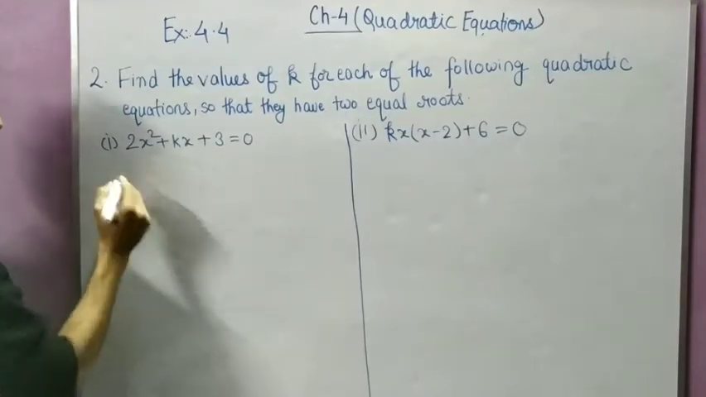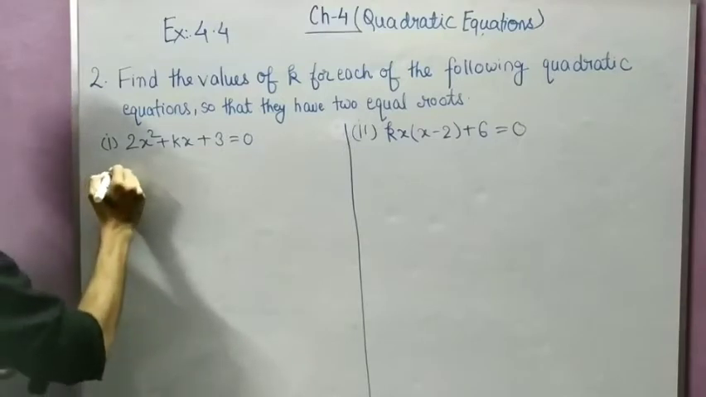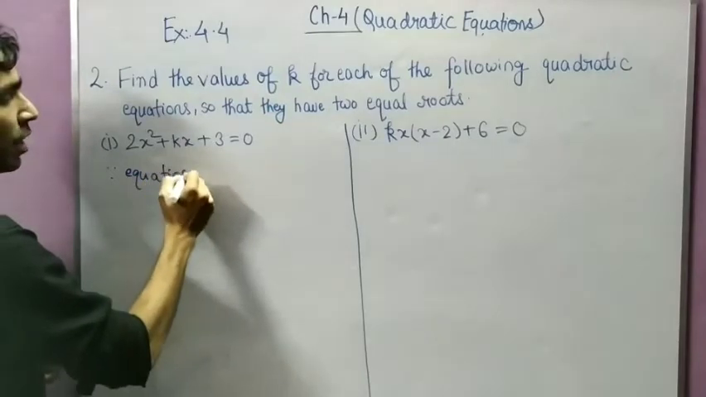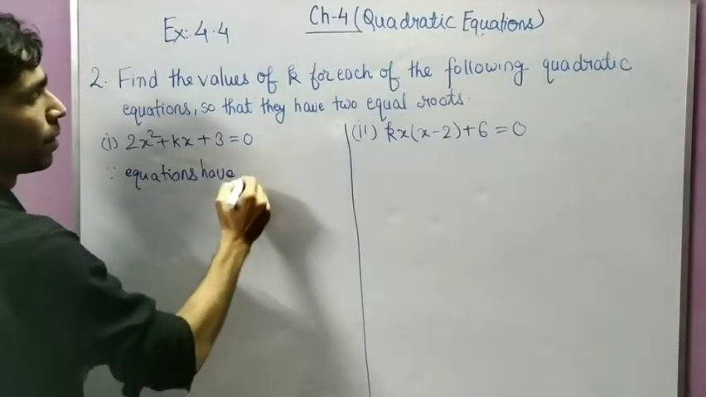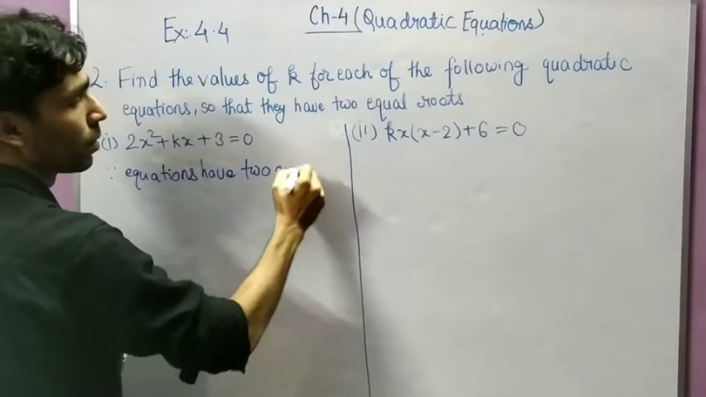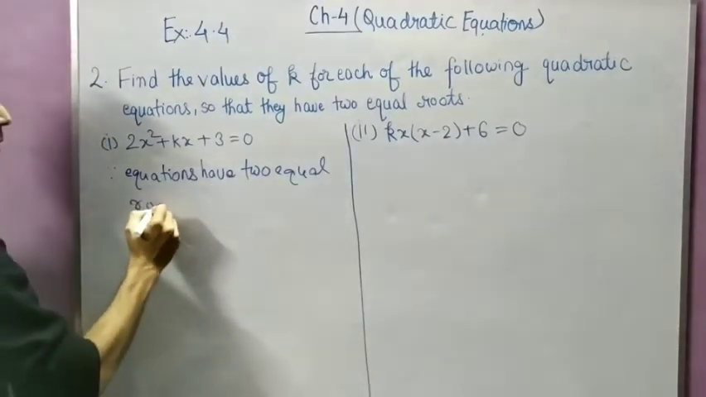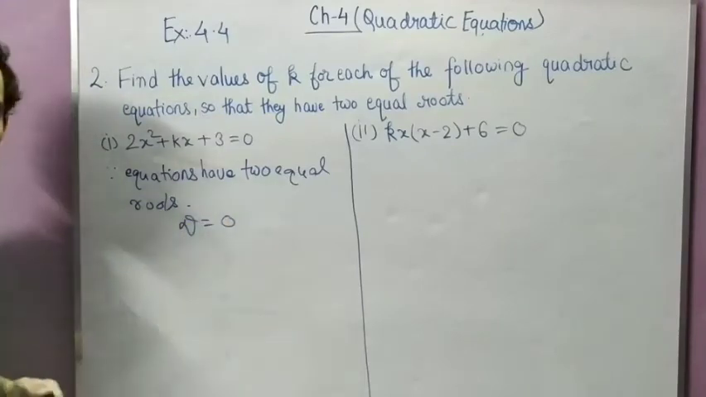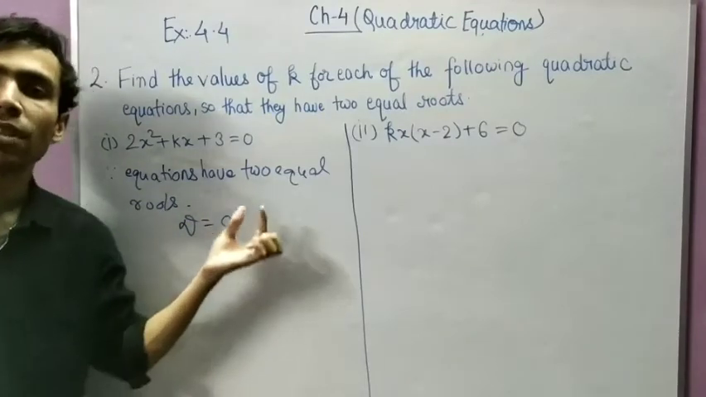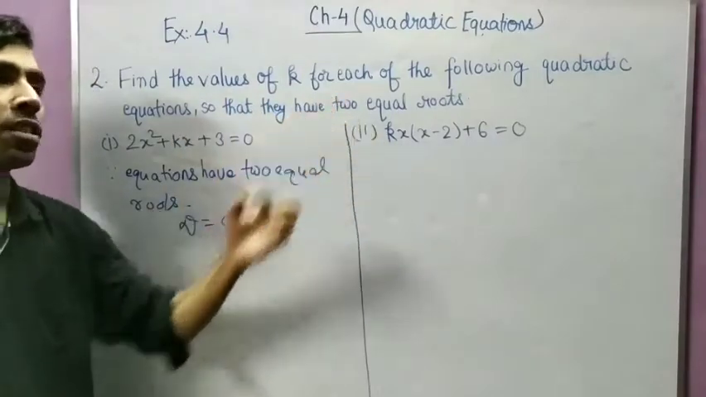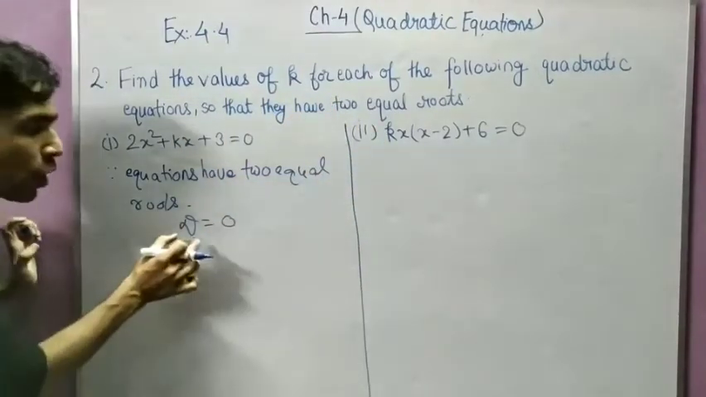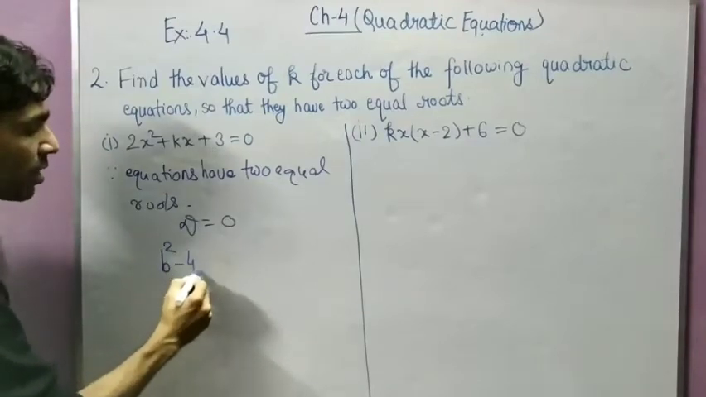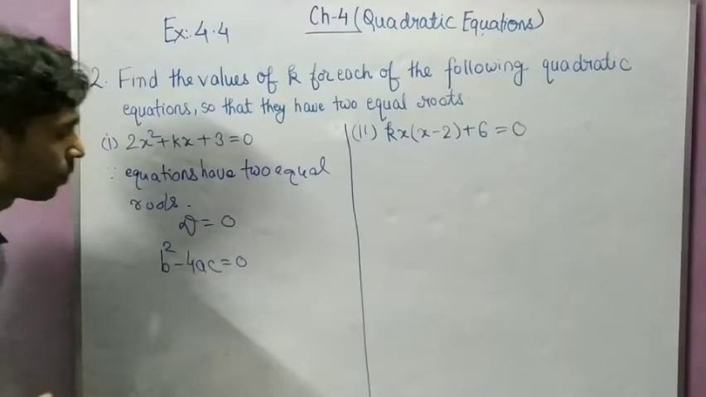The condition is, we write like that, because the equations have two equal roots, hence we can write D will be equal to 0. We can write that D will be equal to 0 because in the question it is given that the equation has two equal roots. Now what is the value of D? D is equal to b square minus 4ac equal to 0.